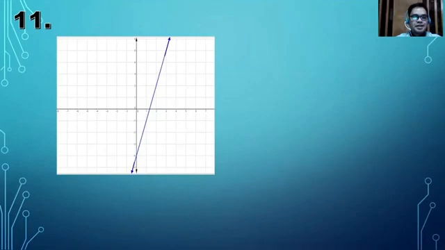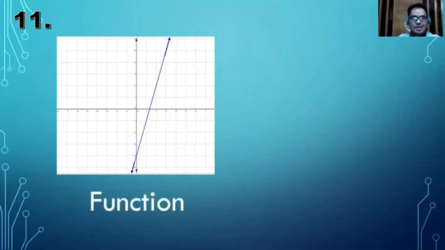Is this graphical illustration a function? Yes, this is a function. But what makes this one a function? Okay, we have to consider this process. We will be using the vertical line test.